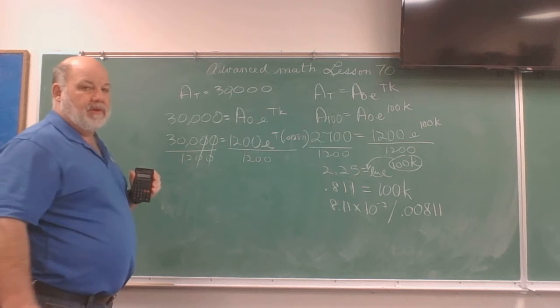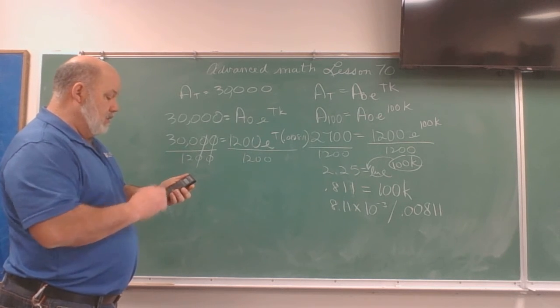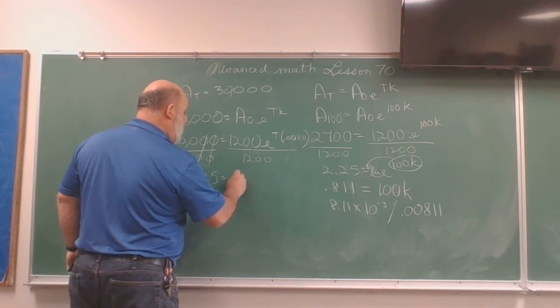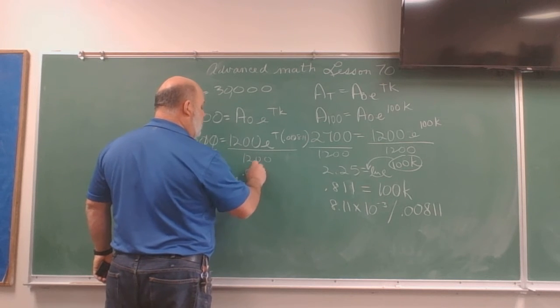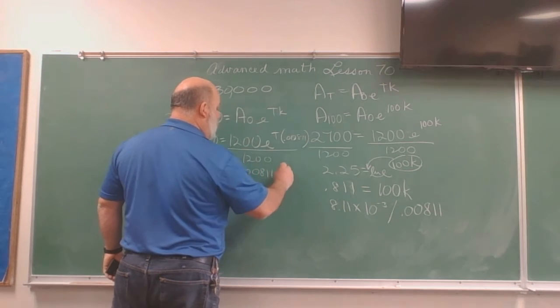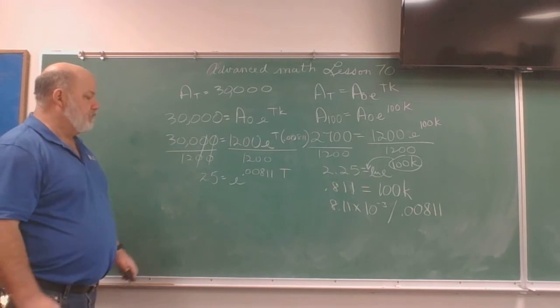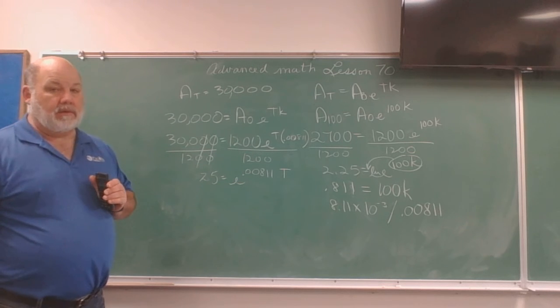That's 300 divided by 12. Some of you might be able to do that in your head. I'm not going to do it. It's 25 equals e to the, let's write this as 0.00811 times time. Right? I'm still trying to get this letter t by itself.